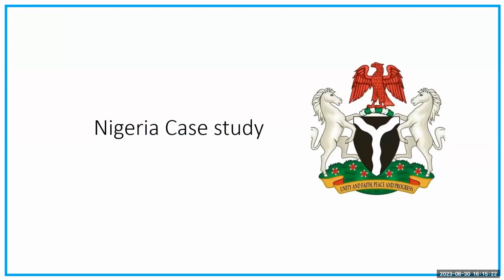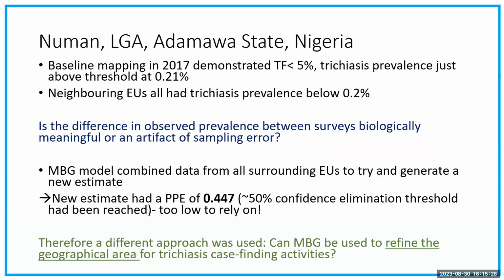Next up is the case study from Nigeria, kindly provided by the Nigerian Health Ministry. So this was a study on a single EU called Newman LGA in Adamawa State, Nigeria. Baseline mapping in 2017 demonstrated a TF prevalence of less than 5% and a trichiasis prevalence just above threshold at 0.21%. And the neighbouring EUs all had trichiasis prevalence below 0.2%.